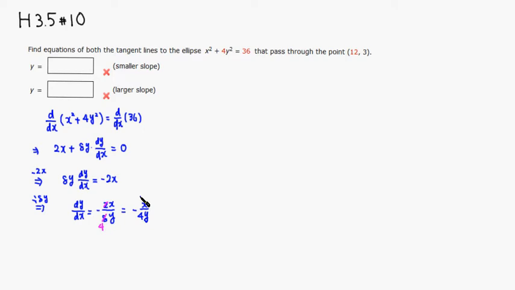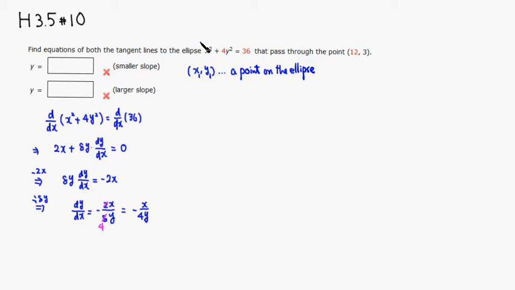The problem is we don't know the x and y values to plug in. We cannot plug in x equals 12 and y equals 3 because that's a point outside the ellipse. So we have to find a point on the ellipse. Let's call it (x1, y1), a point on the ellipse, and see if we can find it.